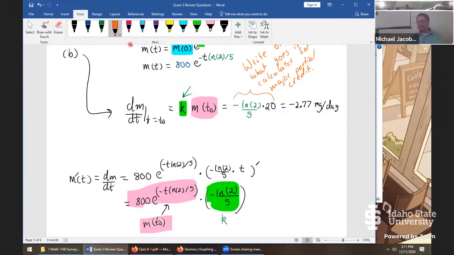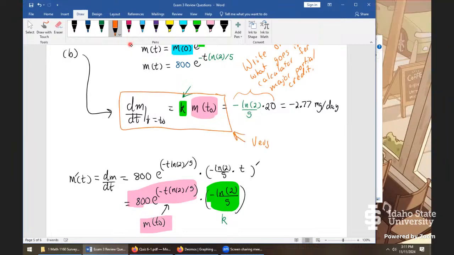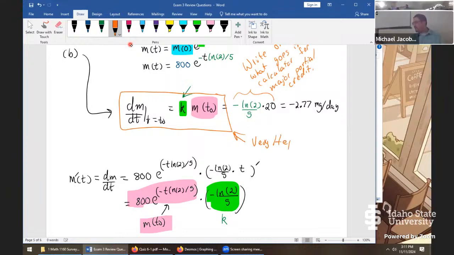Kind of a bizarre formula, but I guess that's a good takeaway on this, is that this formula here rings a bell now. Awesome, glad to hear that. Thanks for asking about that.